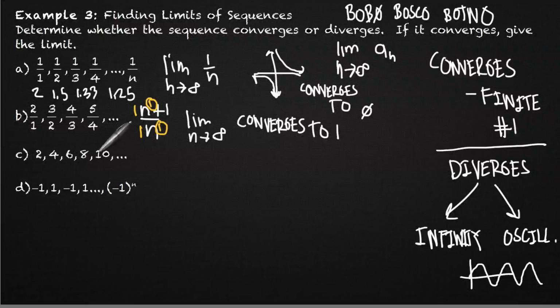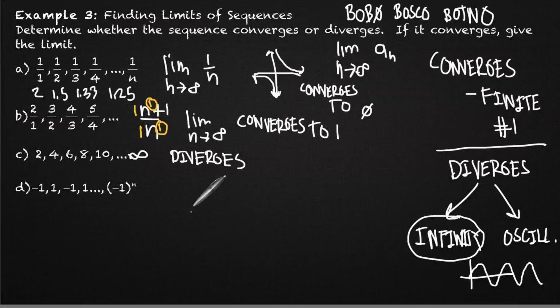Okay, letter C. 2, 4, 6, 8, 10. That's pretty obvious. The numbers are getting bigger and bigger, and the longer the list goes, the numbers are heading towards infinity, which means it's going to be diverging. It's going to be in this category here. So therefore, you'll say it diverges. And if it diverges, you don't say what it diverges to. You just say it diverges.